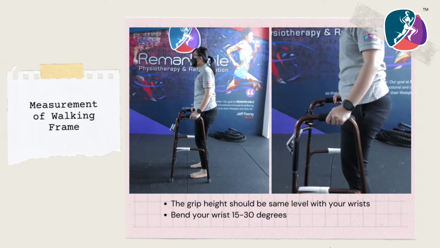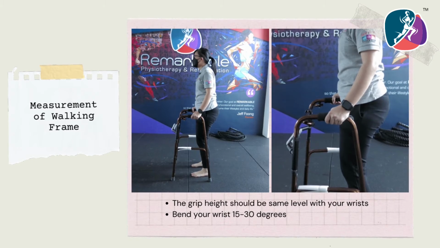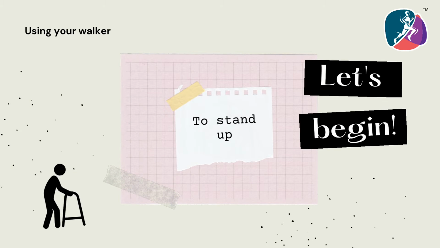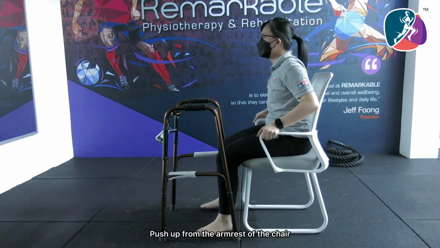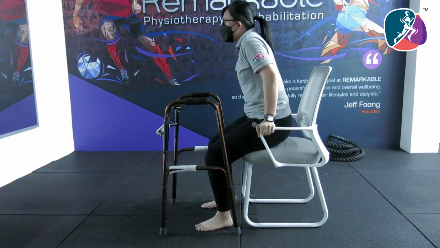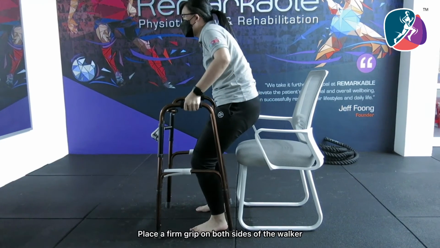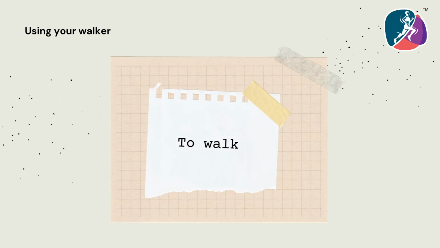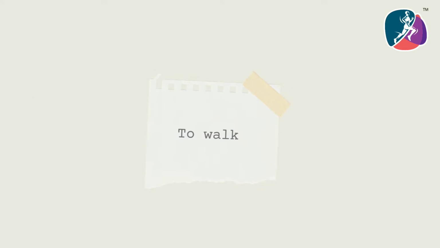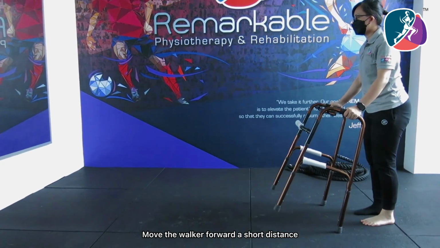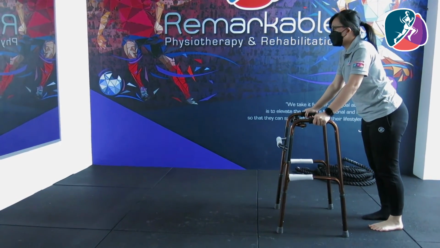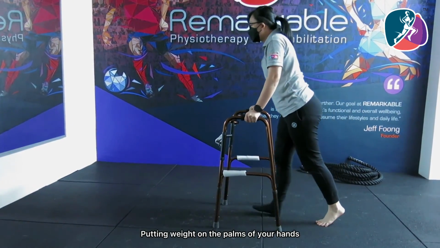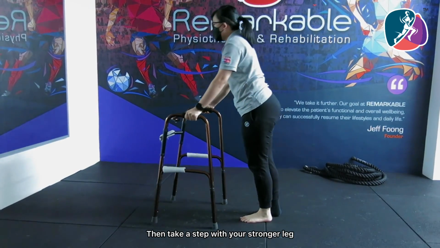The grip height should be level with your wrist while you are bending your elbow 15 to 30 degrees. To stand, push up from the armrest of the chair into a standing position. Place a firm grip on both sides of the walker with your hands. To walk, move the walker forward a short distance. Step forward with your injured or weaker leg first, putting weight on the palms of your hands, then take a step with your stronger leg.